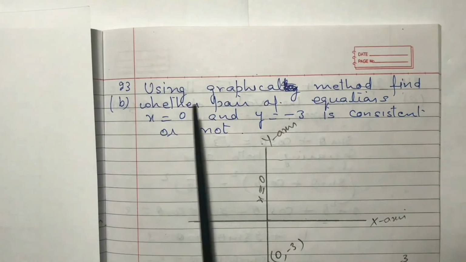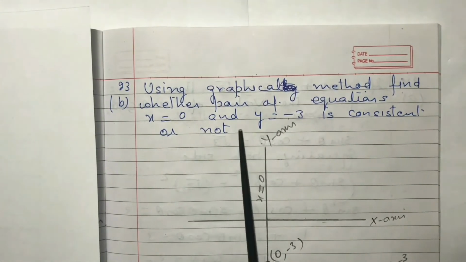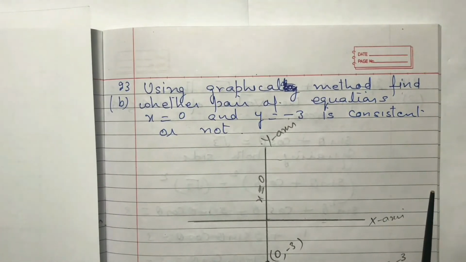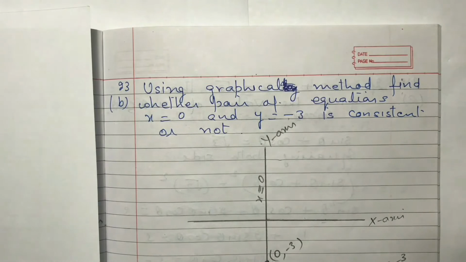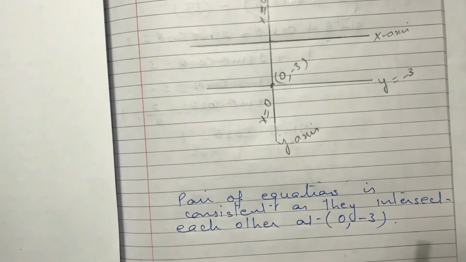23rd question, B part. Using graphical method, find whether pair of equations x is equal to 0 and y is equal to minus 3 is consistent or not. So I have drawn the graph here and both the lines intersect at this point (0, minus 3). So pair of equations is consistent as they intersect each other at point (0, minus 3). (0, minus 3) is the solution of both the equations and so the pair of equations is consistent.